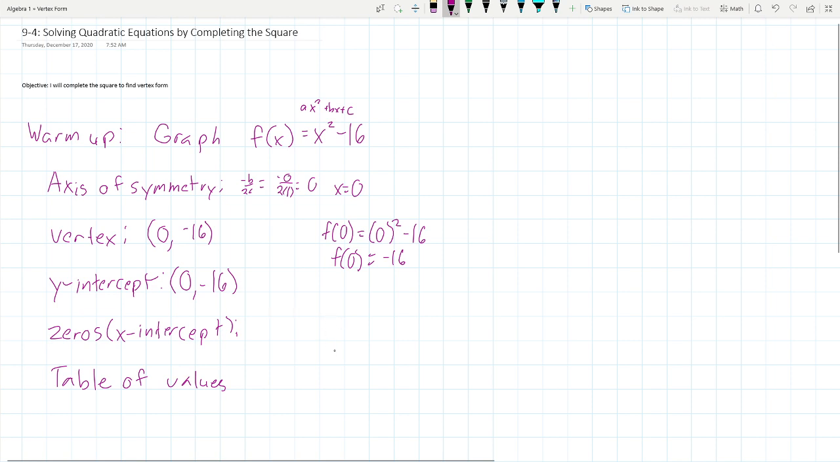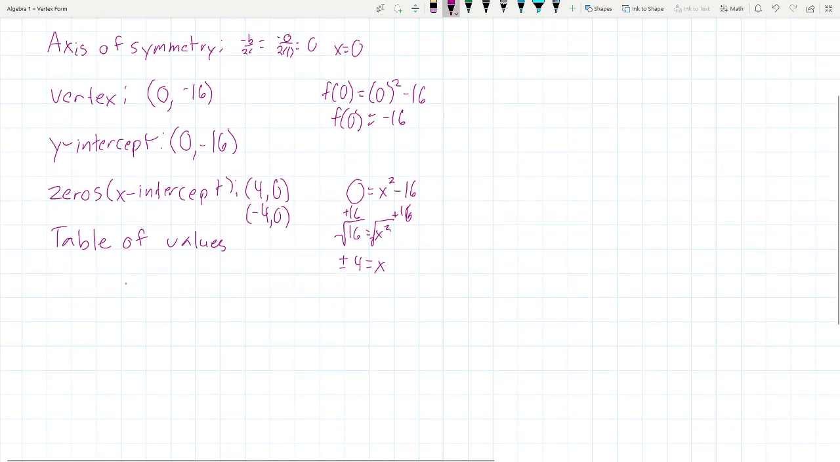Next thing that we need to figure out is the x-intercepts, and what we can do is set this equal to 0. So 0 equals x squared minus 16. From here I say, okay, I could add 16 to both sides, and I get 16 equals x squared. I do the square root, and I get plus or minus 4 equals x. So my x-intercepts are 4, 0 and negative 4, 0.